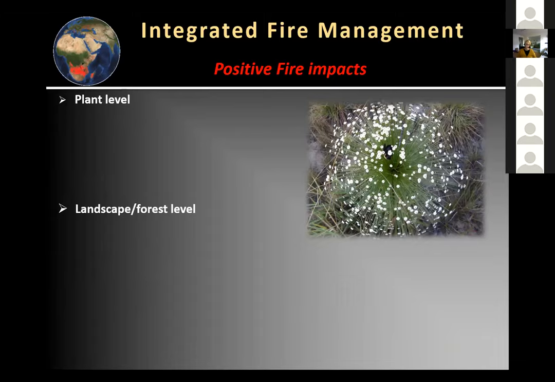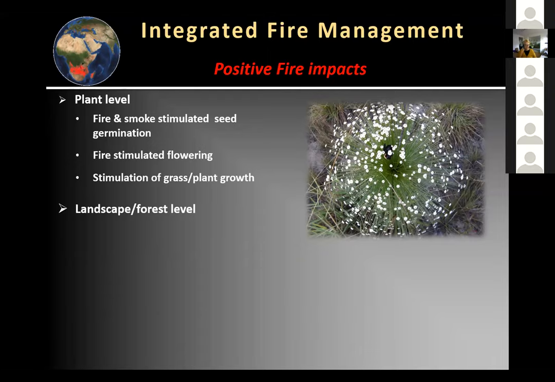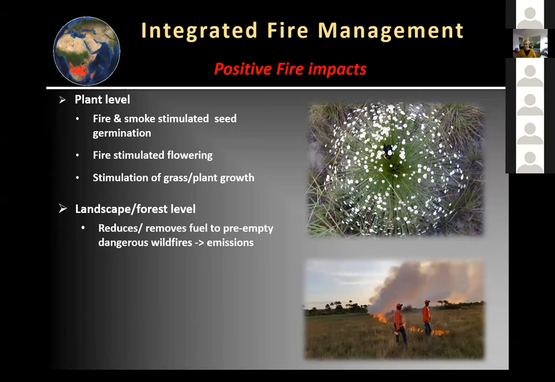But on the other hand, as we've heard, especially in the dry ecosystems, we have a lot of positive fire impacts. We have fire impacts on the plant level, such as that many plants are stimulated by fire and smoke to germinate their seeds. Even some plants need fire to stimulate their flowering, and it is used to stimulate grass and plant regrowth. The Cerrado in Brazil is a quite good example of that, where the golden grass, Capim Dourado, is used, for example, for making handicrafts by local people to generate their income. So without using fire, they cannot stimulate the regrowth of this type of grass.